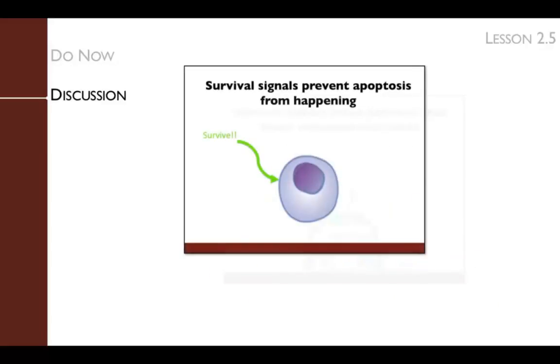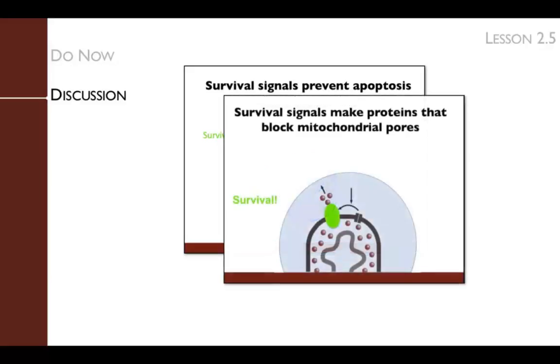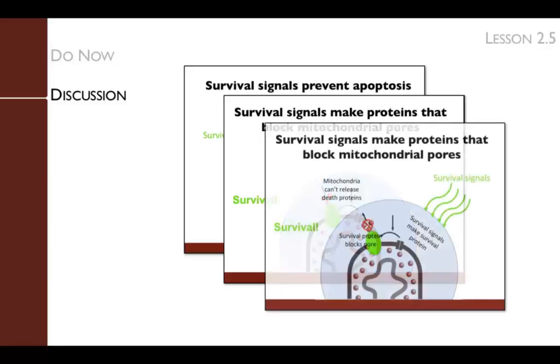How do survival signals counter apoptosis signals? Survival signals tell the cell to make proteins that block the mitochondrial pores. This prevents caspases leaking into the cytoplasm, initiating apoptosis. Consequently, the cell does not die.